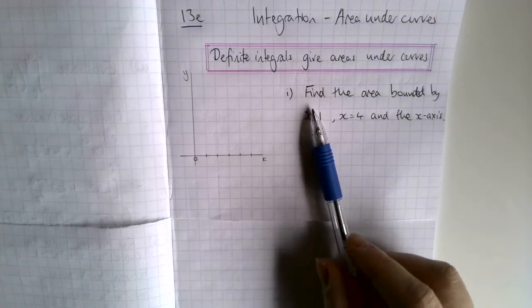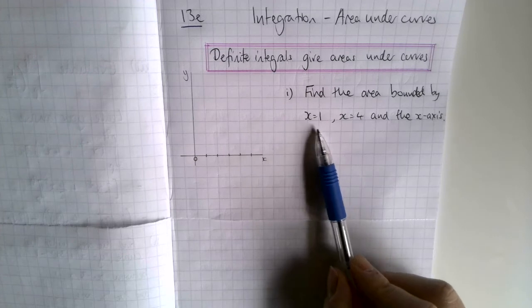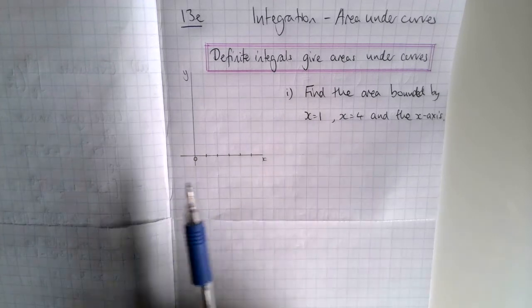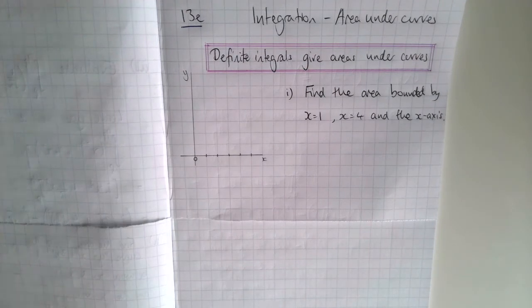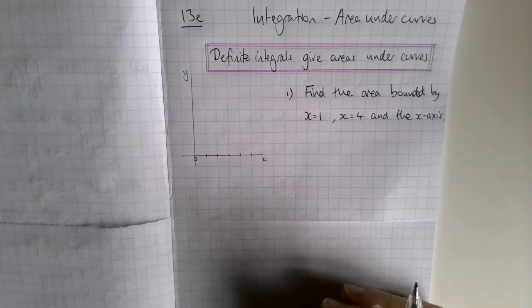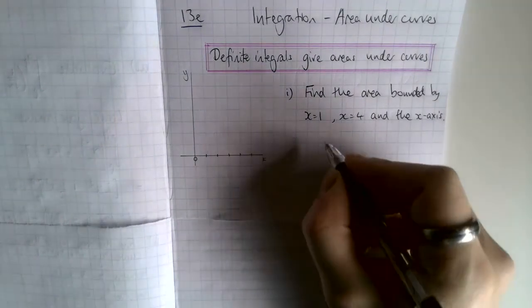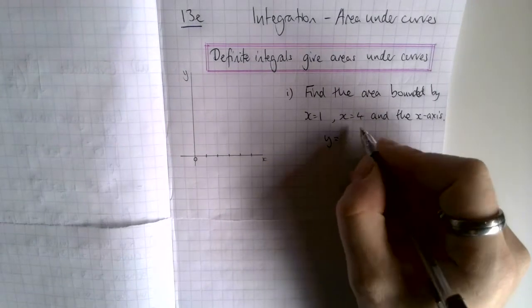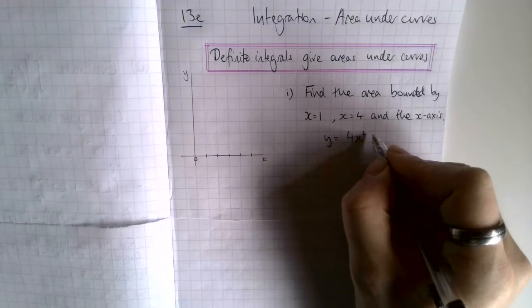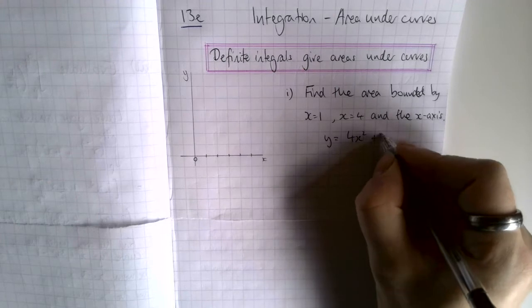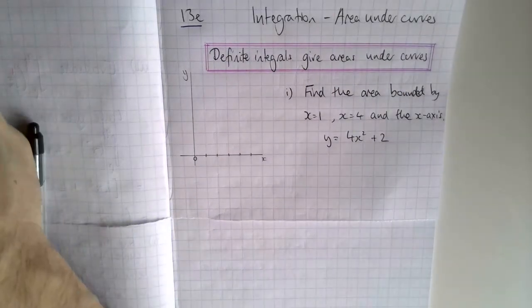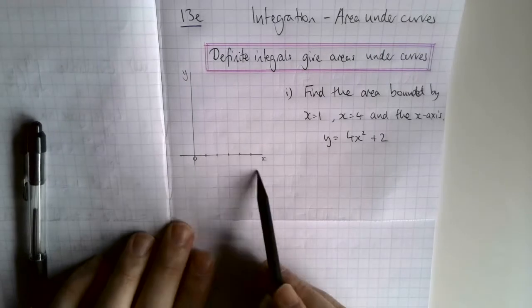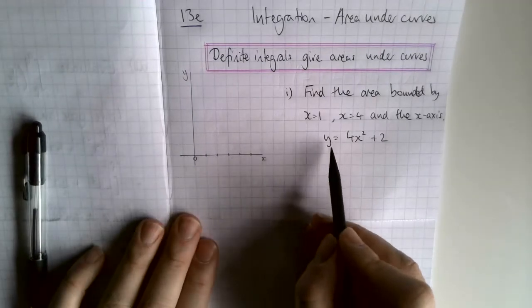So, just to find the area bounded by x equals 1, x equals 4, and the x-axis for the function, let's write that one in, we're going to use y equals 4x squared plus 2. So, quick sketch of that one. Already set the x's up here. So x and y. 4x squared plus 2.